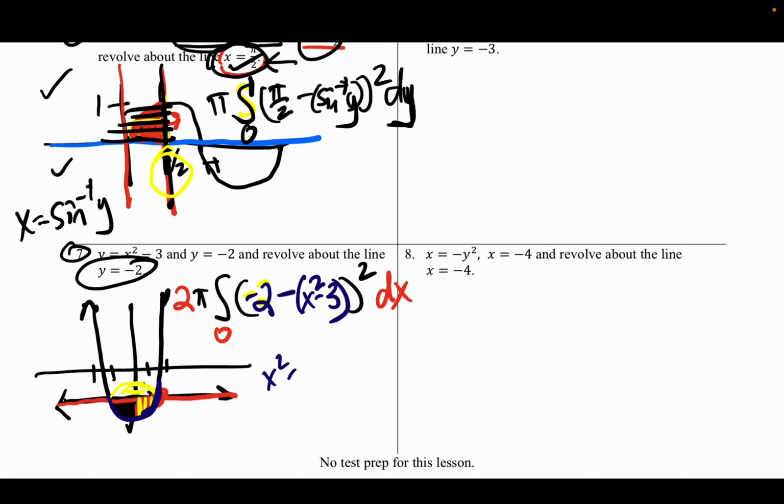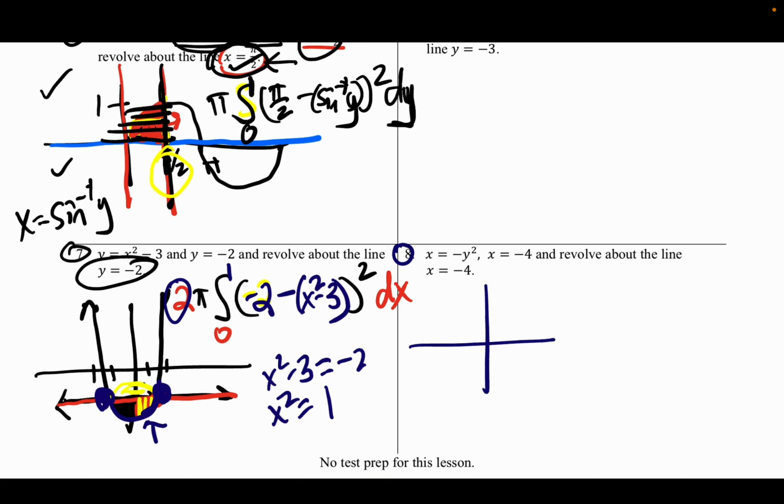I need to know where x squared minus 3 intersects negative 2. So you get x squared equals 1. And so this would be 1. This one over here would be negative 1, but since I'm only taking half of it and doubling it, I'm going to call that 1 for my setup. And that's what you would get if you check your answer. On the answer sheet, they didn't use symmetry, but it's still the same thing. Let's do 8. You might want to turn the video off and try it by yourself right now.